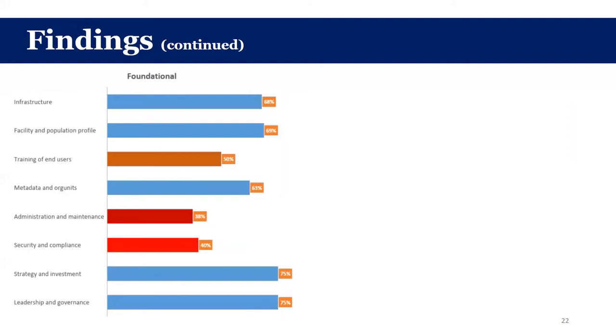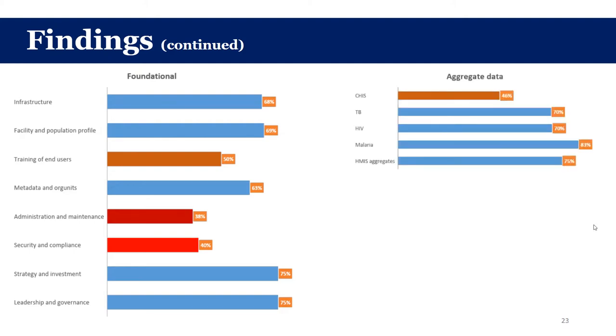The weakest domain that you have found there was administration and maintenance. As Anne was saying, nobody wants to invest in this, but that is where the investment has to go first. Then you have security and compliance, and then training of end users. Those are the first investment cases that we can actually sell to donors to help us strengthen the DHIS2 from its foundations. Moving to the aggregate data, you can see that CHIS was something that we have to pay attention to. That's why we stressed it in red.